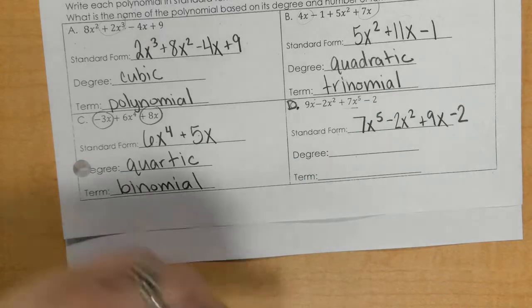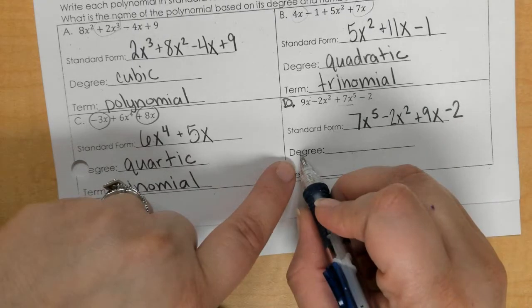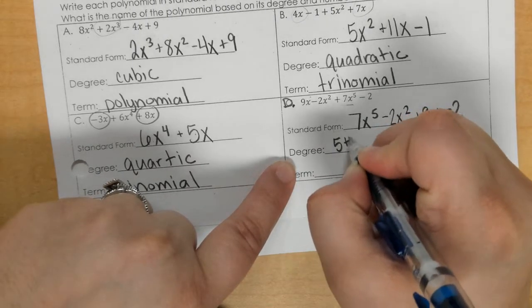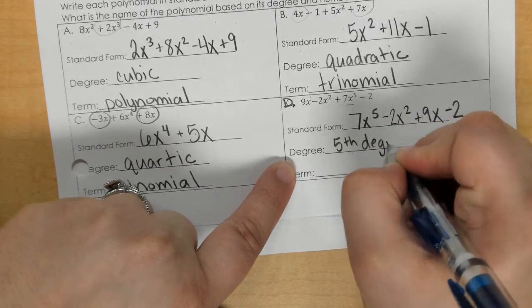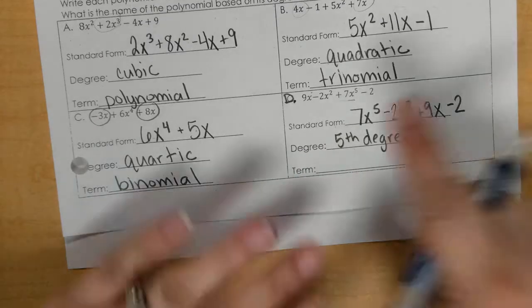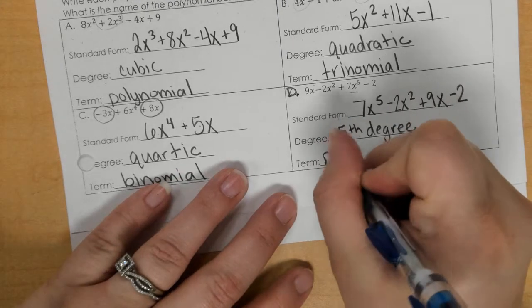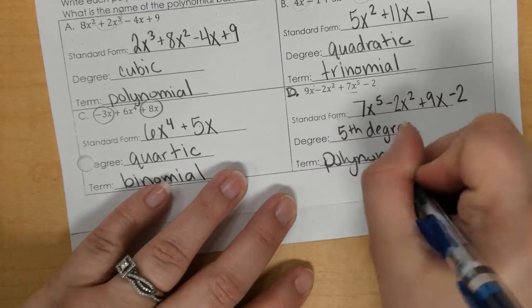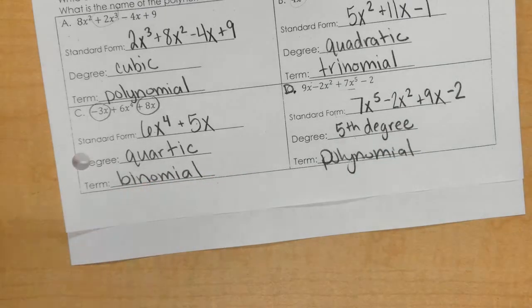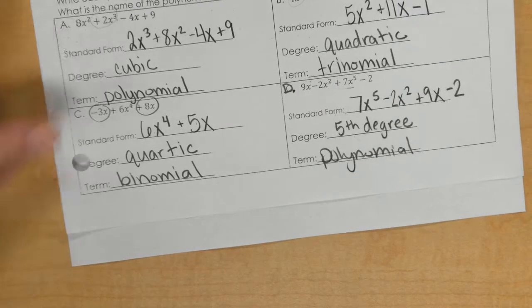So here my highest exponent is a 5. So by degree, we would call that 5th degree. And we have 1, 2, 3, 4 terms, and that's a polynomial. Okay. If you flip to the next page, we do have a few more examples of this, so let's go ahead and go to the next one.